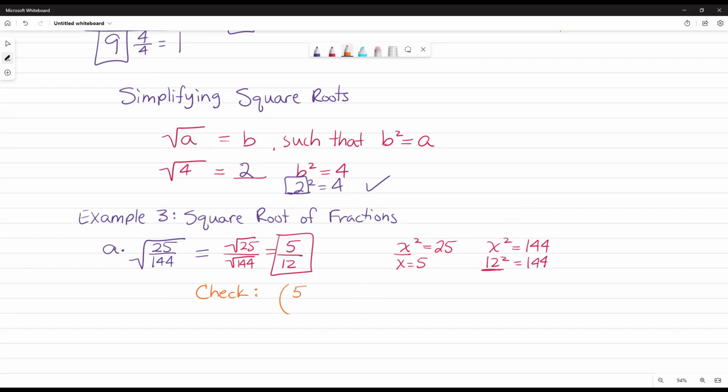You square the fraction, 5 over 12 squared, because exponents work exactly the same as square root. Think of it as the distributive property. You're distributing the squared and the square root to the numerator and the denominator. So this is 5 squared over 12 squared. We determined that 5 squared is 25 and 12 squared is 144. That gives us the numbers that were inside of our square root, so we know that we're correct.